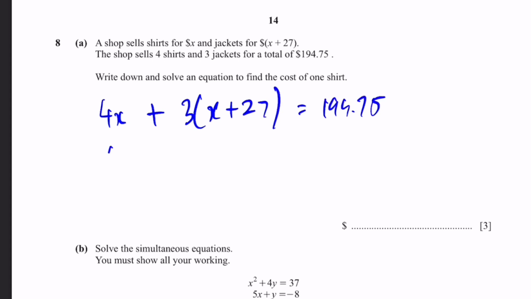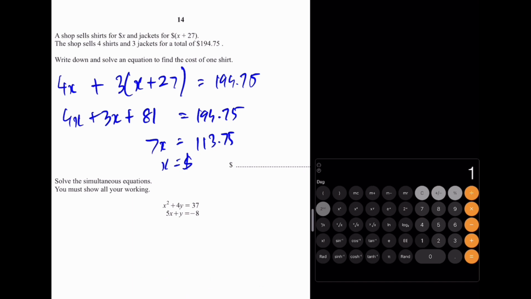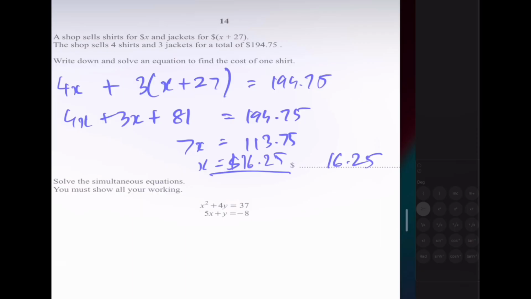Now that means 4x plus 3x plus 3 times 27, which is 81, is 194.75. So 7x is equal to 194.75 minus 81, which is 113.75. So x is equal to, let's get our calculator, 113.75 divided by 7, to get $16.25. That's the answer. Now we can go to part B.